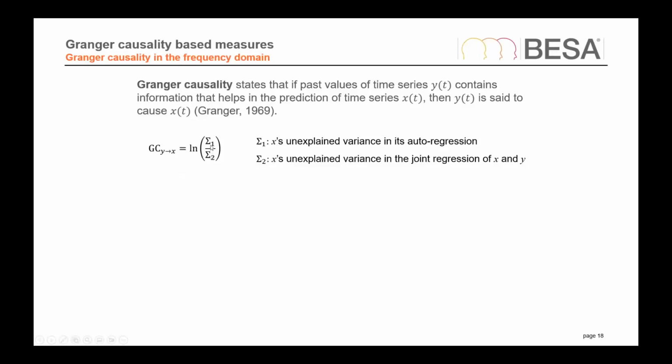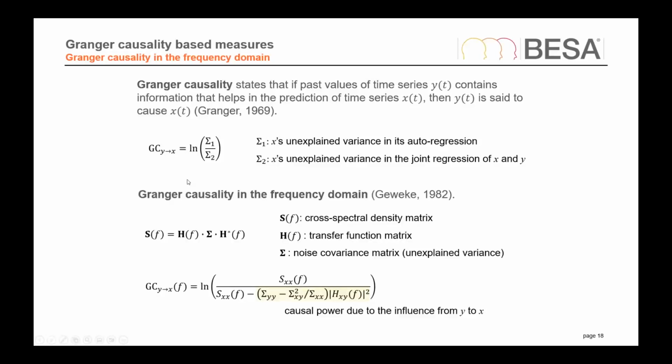So this ratio will then rise. So Granger causality will become larger, meaning that y helps to predict the signal of x. Less unexplained variance. Right. But in frequency domain, it gets a bit more complicated still. So we can extend it to the frequency domain, and these are the formulae, but I think I'll skip going through that in more detail.